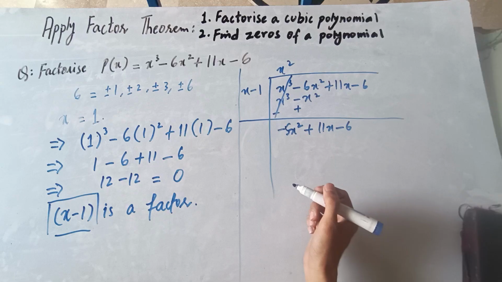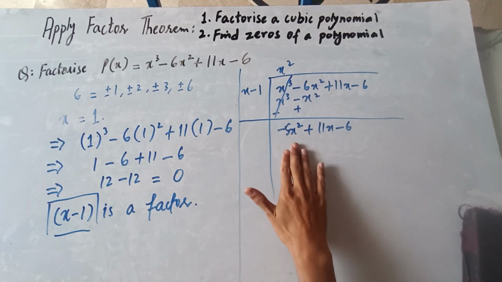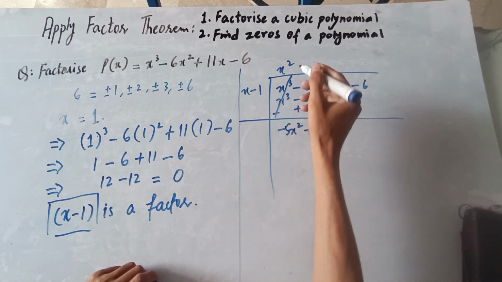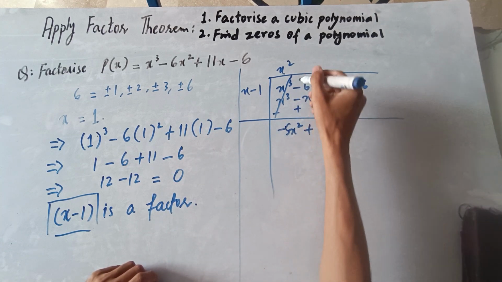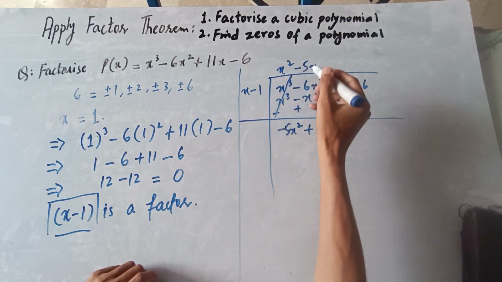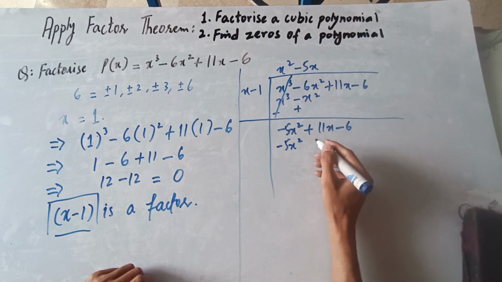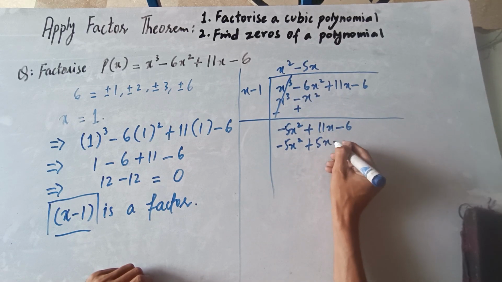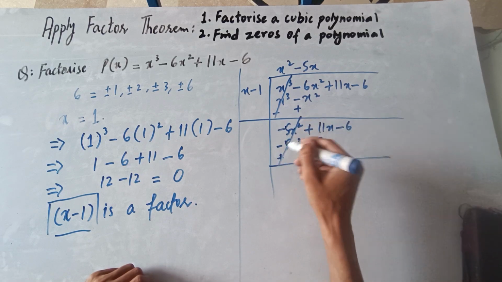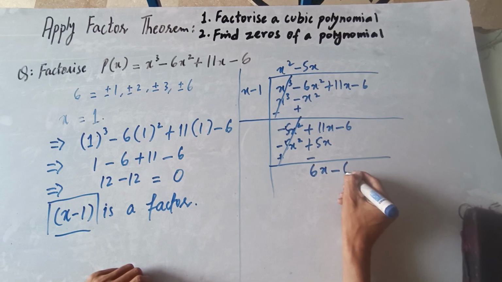Now we need to cancel out minus 5x square by using x. So what should we do? We should write in the quotient minus 5x, and we will multiply x minus 1 by minus 5x, so we will get minus 5x square and minus minus plus 5x. Again changing the sign, cancel out, and we will get 11 minus 5, 6x minus 6.